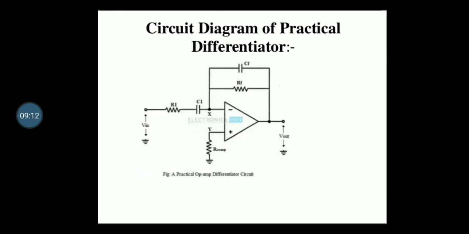This may result in a frequency FA equal to 1 by 2 pi R1 C1. A good differentiator may be designed as follows: choose FA equal to the highest frequency of the input signal, choose FB 10 times FA, and the time period is larger than or equal to RF C1.